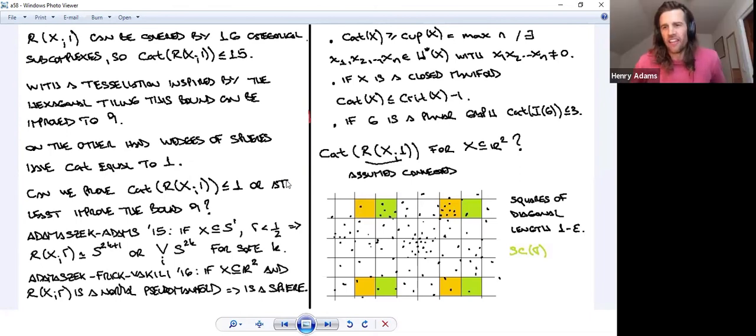Yeah, but it seems like for a large enough product of 3 spheres, you're going to be able to rule that out as a possible. Probably. Yeah. Very cool. Thank you so much.